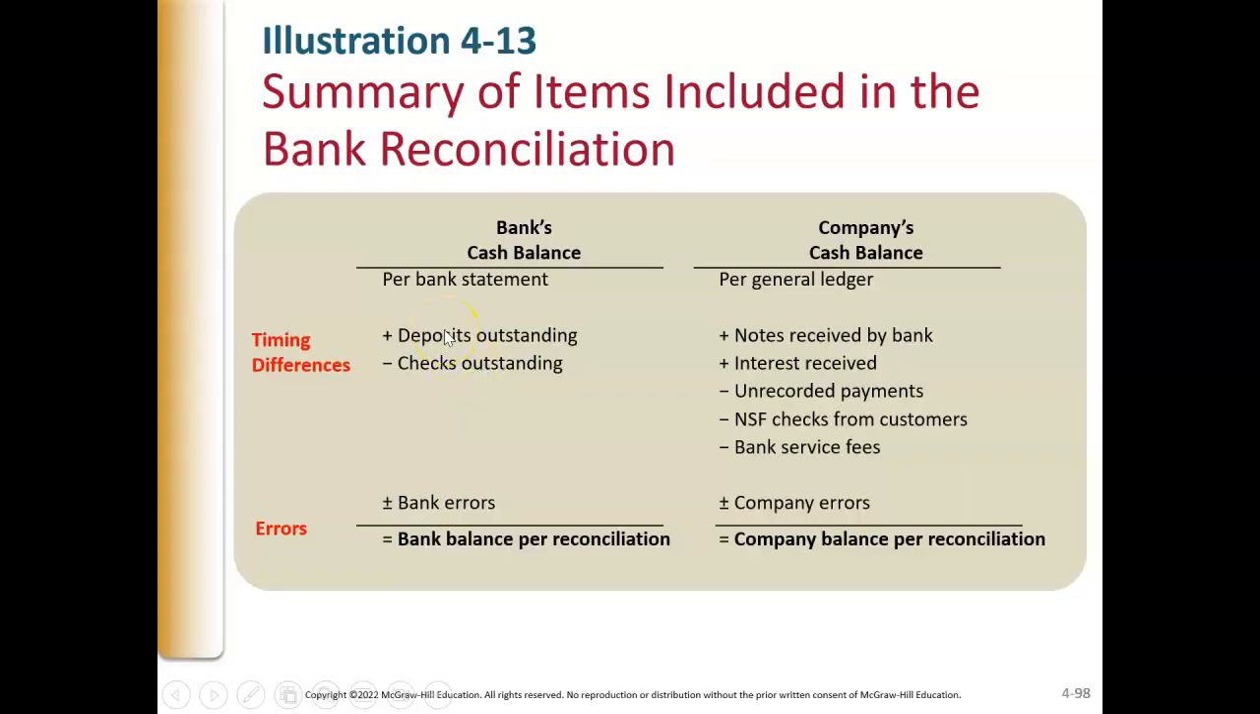So here is a really important slide. This is how you'll know to do a reconciliation. You start with their balances: bank balance at the end of the month, company's ledger balance at the end of the month. For the bank, you will add deposits outstanding, subtract checks outstanding, and adjust for any bank errors to get to the ending number. For the company, you're going to add notes received by the bank and interest received by the bank. You'll subtract unrecorded payments or NSFs, bank service fees, or any company errors. Remember how the debit card said $3,300, but the company only showed $3,000? That was a company error.